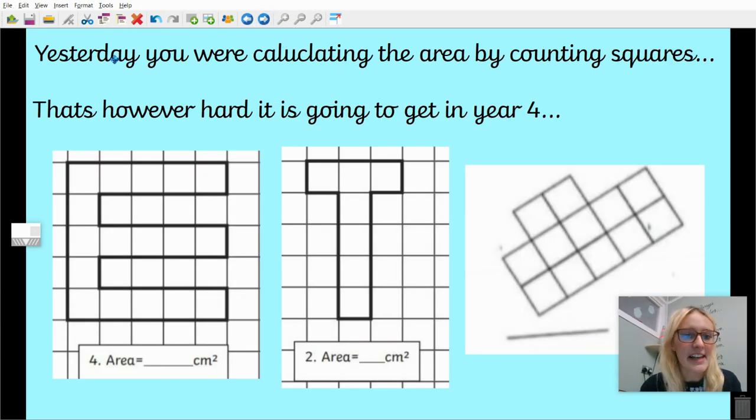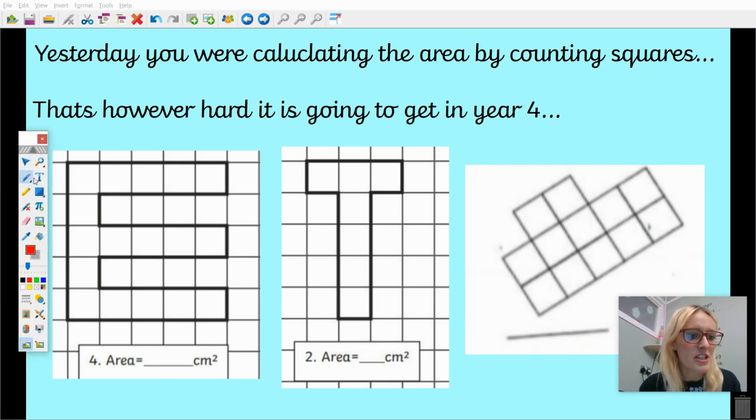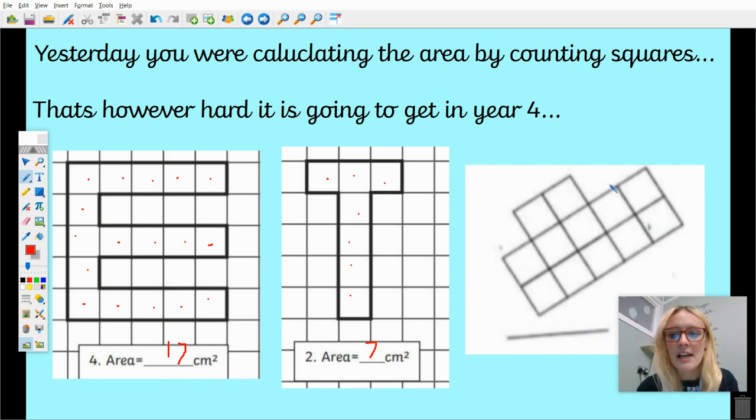Okay, now this is our learning. Now yesterday we were calculating the area by just counting the squares. So we would have gone for this one here, 1, 2, 3, 4, 5, 6, 7, 8, 9, 10, 11, 12, 13, 14, 15, 16, 17. And we're saying that is an area of 17 centimetres squared. This one, 1, 2, 3, 4, 5, 6, 7. That would have an area of 7 centimetres squared. This one here, 1, 2, 3, 4, 5, 6, 7, 8, 9, 10, 11, 12.